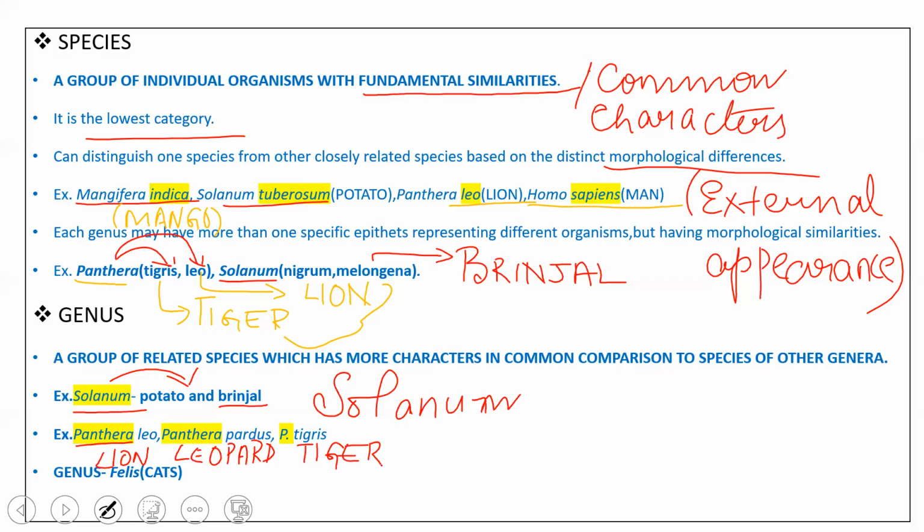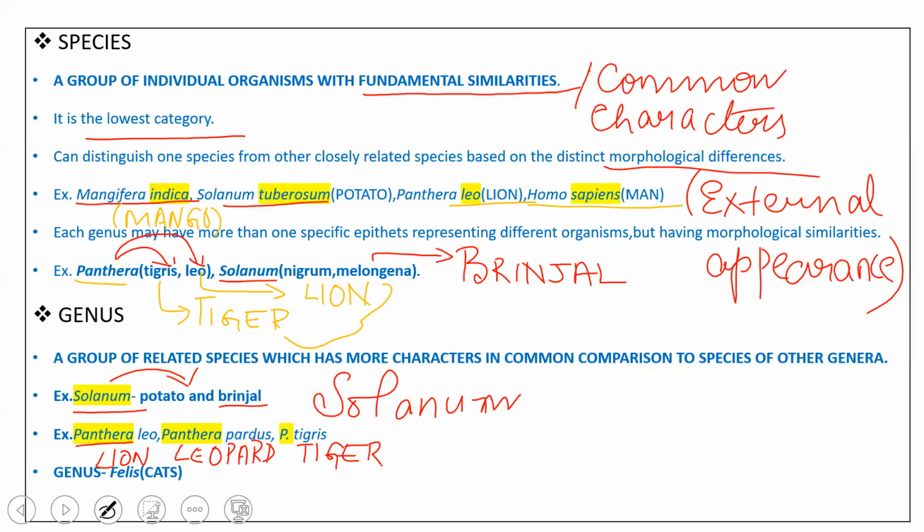Felis is nothing but cats. So Felis domestica is the scientific name of the common cat, and Felis is the genus name. So likewise, the genus goes on varying, and genus is nothing but a group of related species. Related species here may be Leo, Pardus, or Tigris with regard to the animal example.